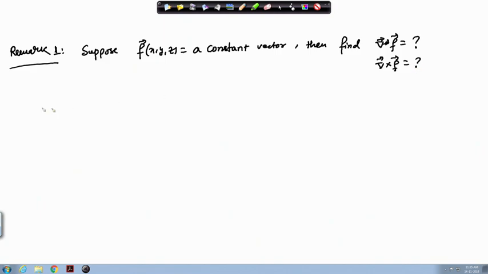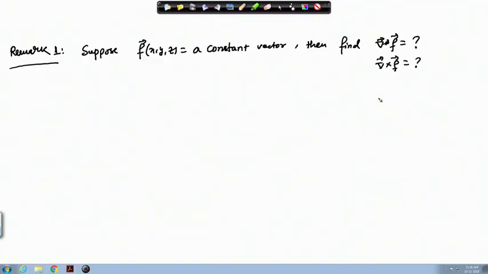So, if f is a constant vector, then when you apply this nabla operator, which has partial derivatives del x, del y, del z, it depends on whether you are computing the divergence or the curl. But whatever the vector function is, it will always be differentiated with respect to x, y and z.